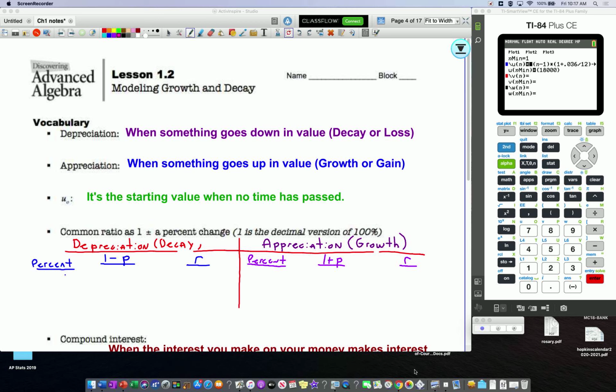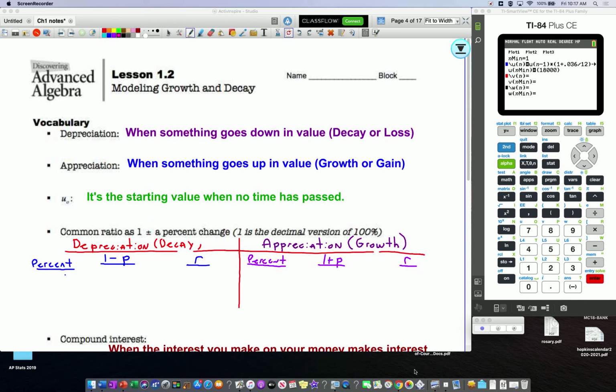Today we're going to continue our work with these recursive sequences, and we're going to look at some specific patterns. We're going to mostly focus on geometric ones, but we will look at arithmetic ones possibly in the assignment.